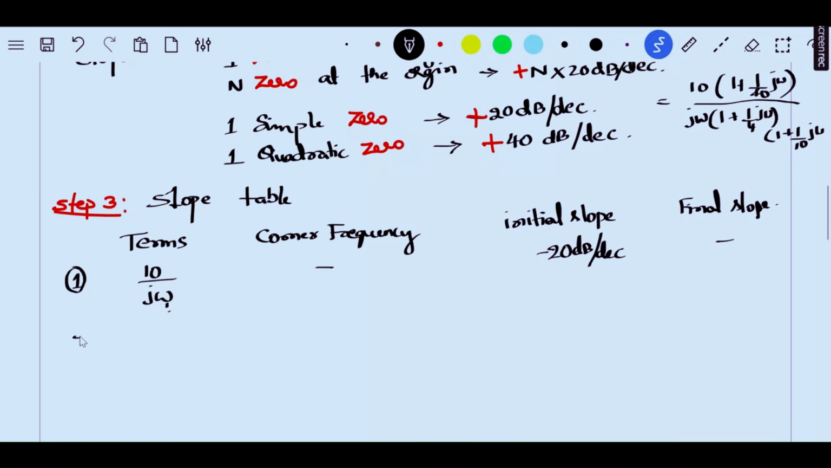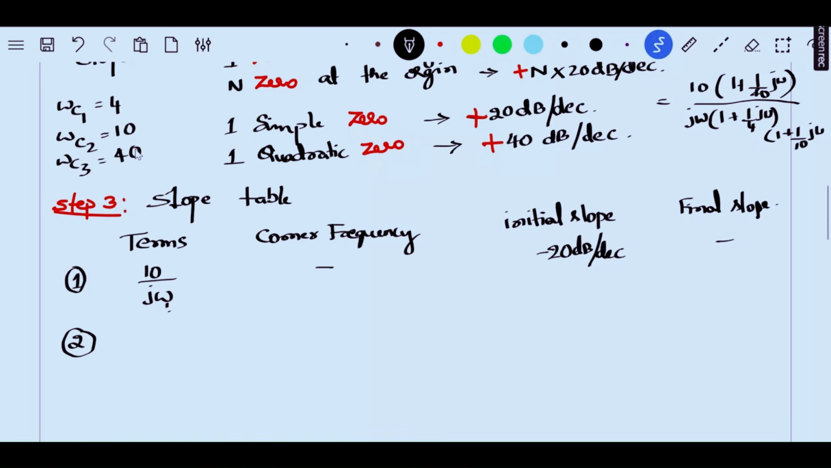Now the second term which we consider is based on the corner frequencies that we have calculated. So we had three corner frequencies. One is omega C1, which was equal to 4. Then the second one was omega C2, which was equal to 10. Whereas the third one is omega C3, which was equal to 40, right?